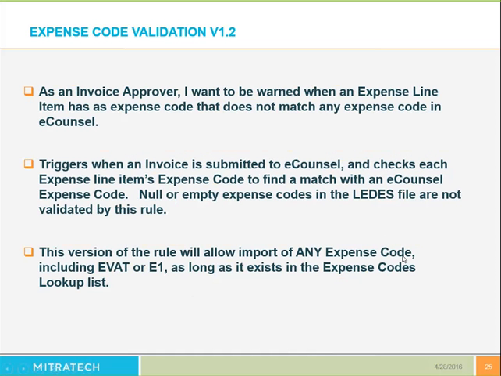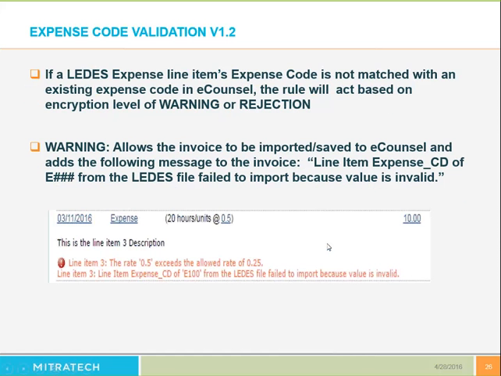The second version of this expense code validation rule will allow any code to come into the system as long as it exists in your expense code list in eCounsel, which means it will allow the EVAT or E1. As long as the codes exist in the lookup list, then those codes will be allowed. And the reason we have 2 versions of this is because we've had multiple clients ask for one or the other. Some want real stringent validations, which would be version 1.1. Some want a little bit more lax, and they want to be able to use their own custom coding, so then they would use the 1.2. And the message would be similar.